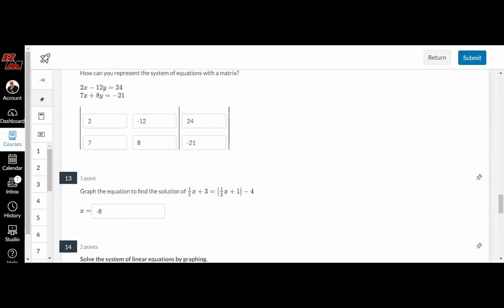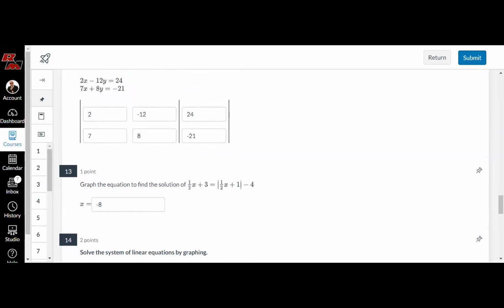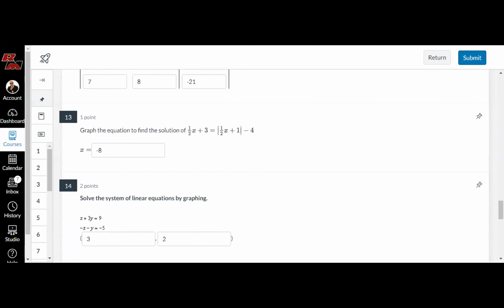Only thing to look out for, sometimes on tests they'll switch up the order of X and Y in the equations there. That's terrible. All right, so to check that -8 is right, I know we did this one, but you would take 1/2 of -8, -4, plus 3 is -1, and then you do it in the other one there, and it ends up working. But that's how you would check.